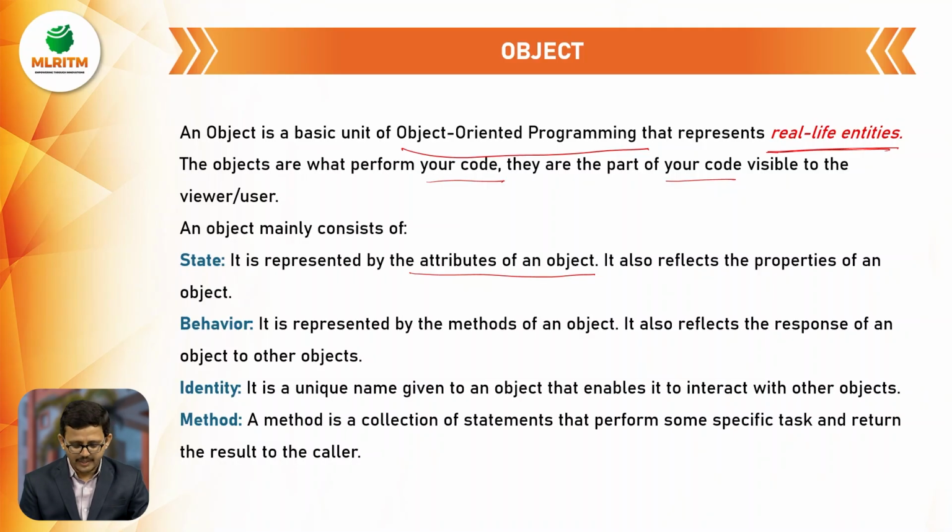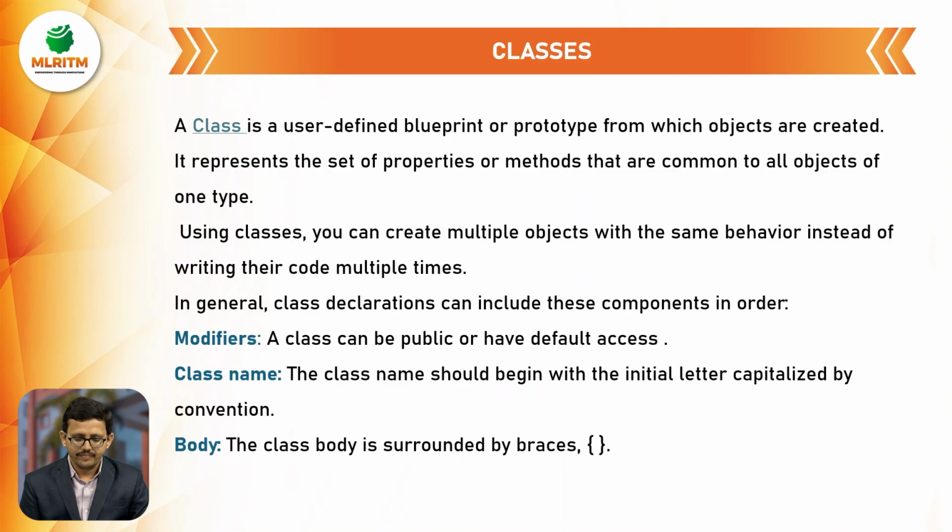Next, we have a method. A method is a collection of statements that perform some specific task and return the result to the user. That specific task, we sometimes call functions or methods. Both are one and the same. They are used to execute a specific task and give the results. We will be dealing more with these methods and functions in the coming classes.